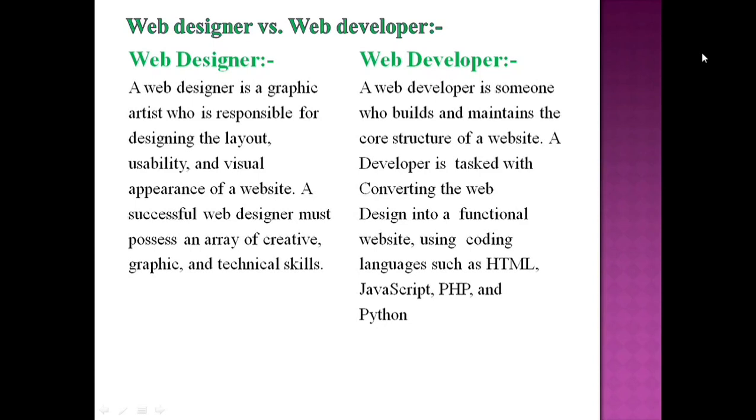Now what is a web designer and a web developer? A web designer is a graphic artist who is responsible for designing the layout, usability, and visual appearance of a website. A successful web designer must possess an array of creative graphic and technical skills. Web developer: a web developer is someone who builds and maintains the code structure of a website. A developer is tasked with converting the web design into a functional website using coding languages such as HTML, JavaScript, PHP, and Python.